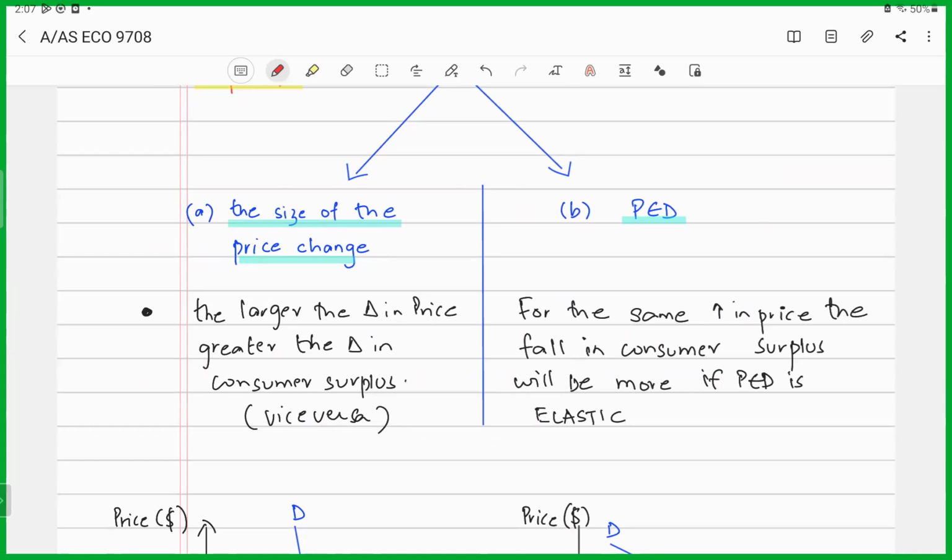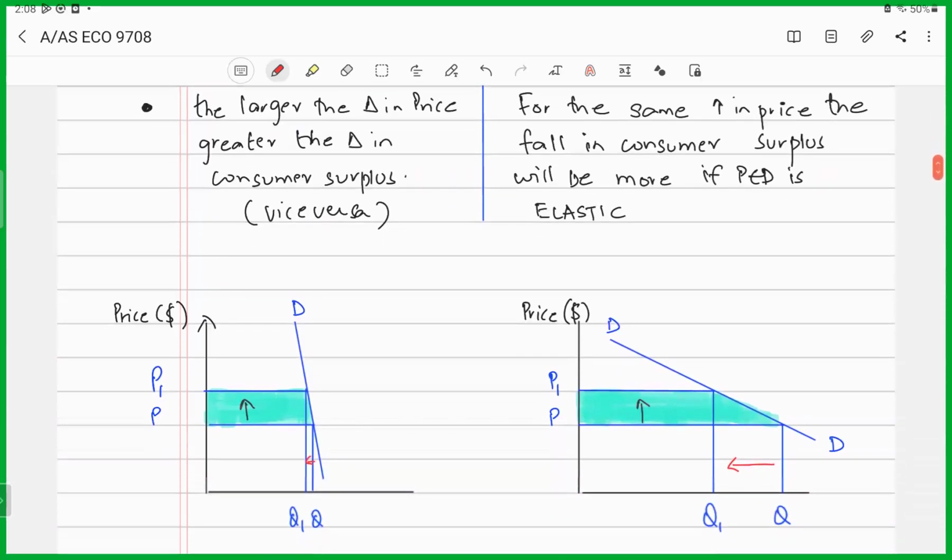This means the responsiveness of the demand of that particular product to price. Now, for the same increase in price, the fall in consumer surplus will be more if the price elasticity of demand is elastic. This means if a particular product has an elastic demand and another product has an inelastic demand, and there has been, let's say, the same 10% increase or decrease in the price, the impact of the change in the price on the product that has an elastic demand would be relatively more as compared to the product that has an inelastic demand. In order to understand it fully, let's look at the diagrams.